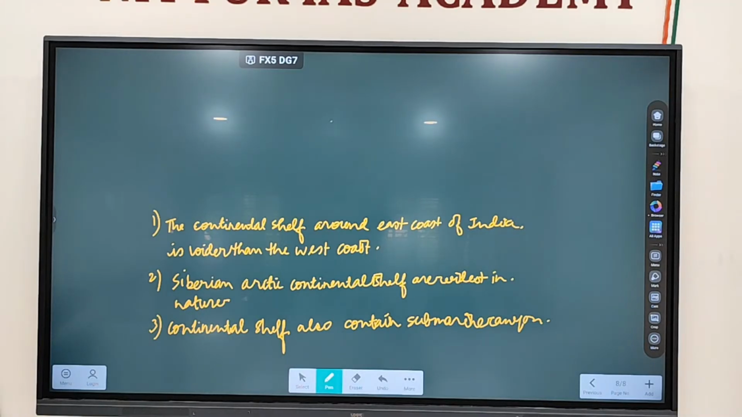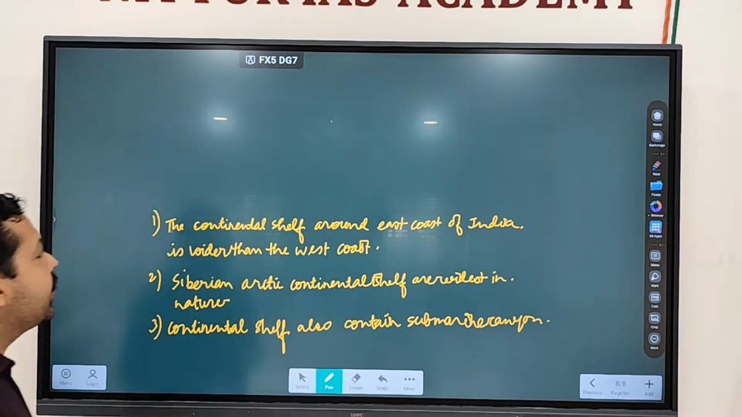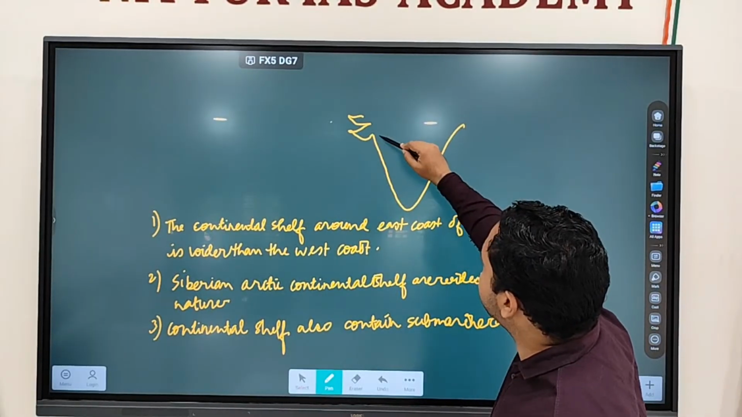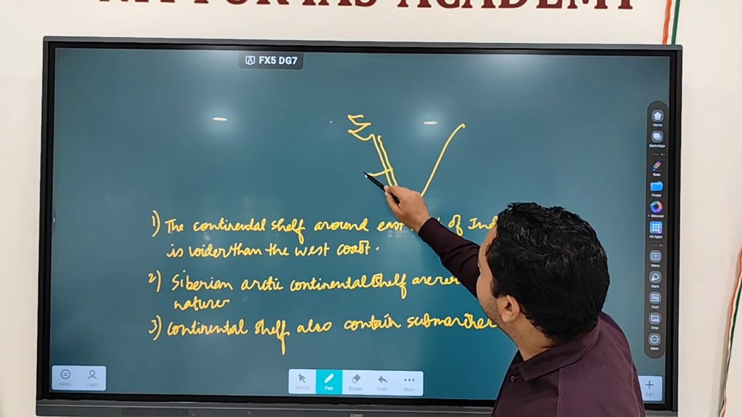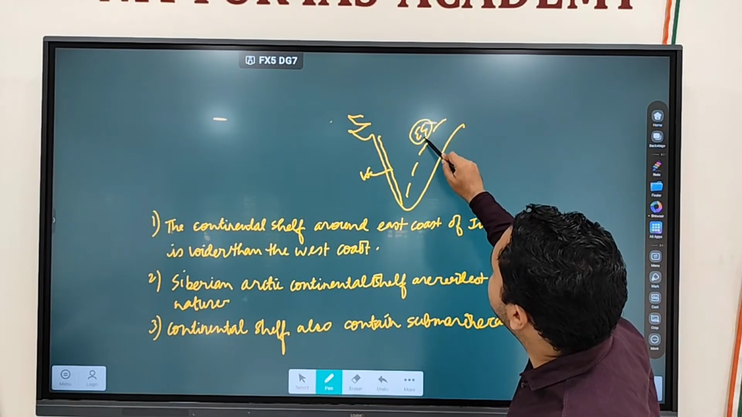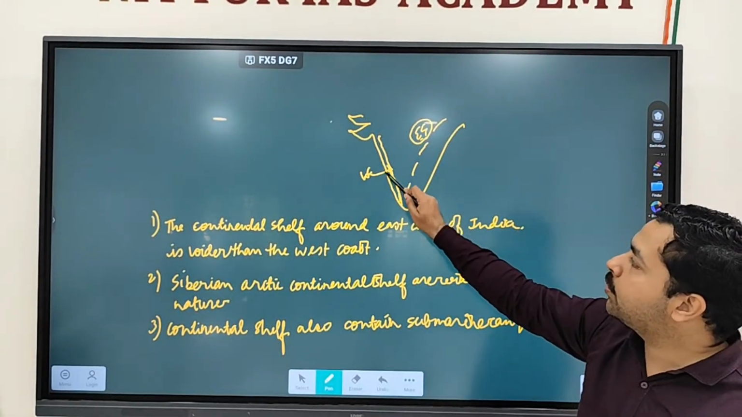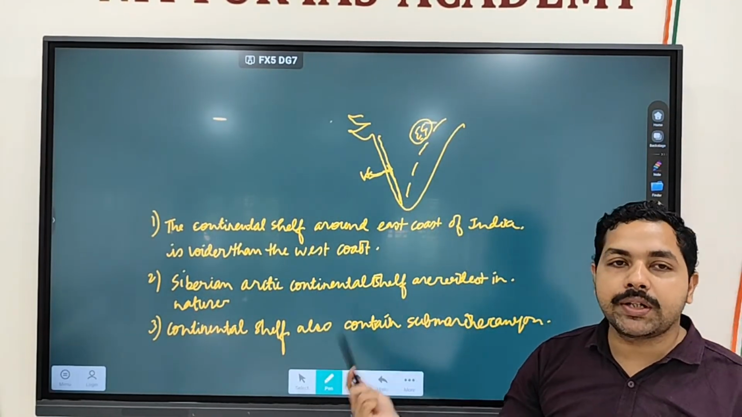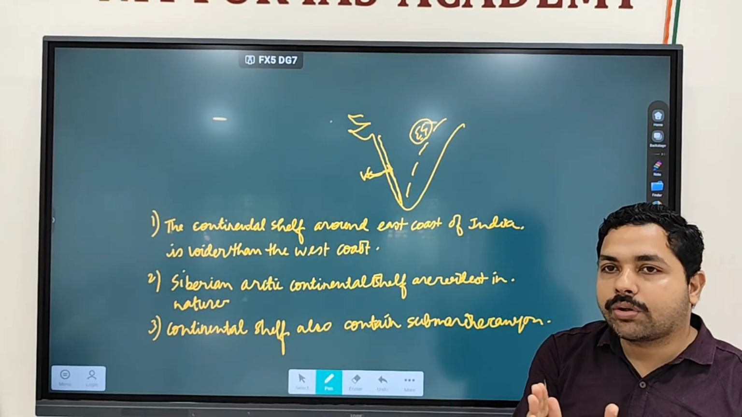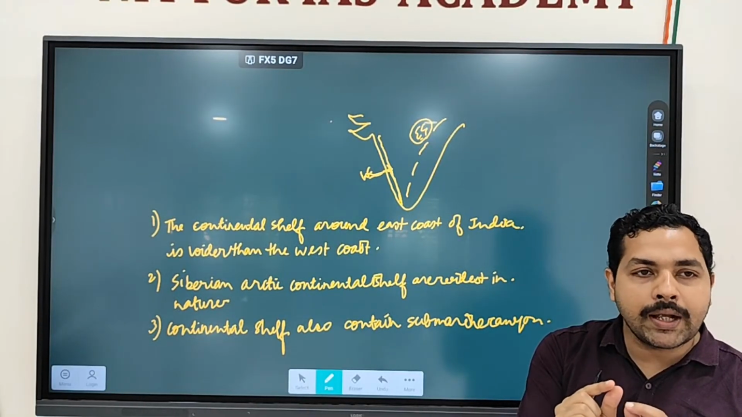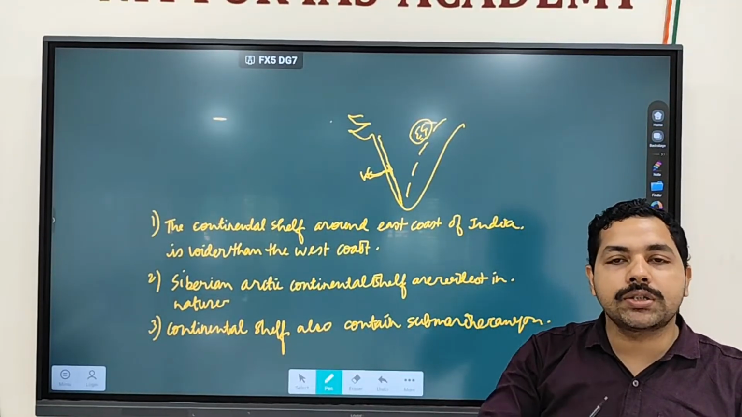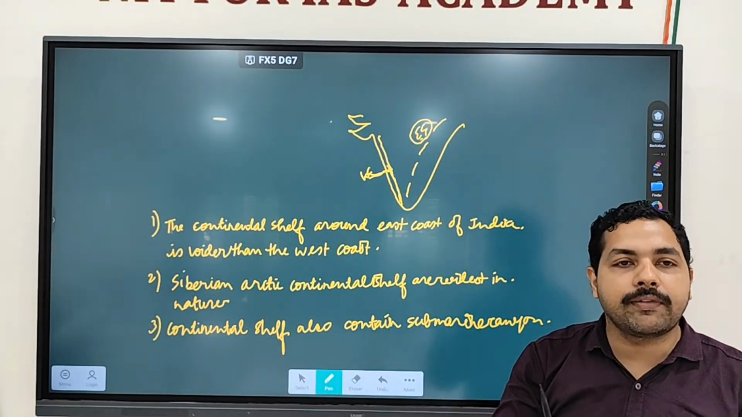So the first statement says the continental shelf around the east coast of India is wider than the west coast. Just now we discussed this part of India. Which mountain do you see over here? Western Ghat. And here, Eastern Ghat. Western Ghat are more continuous mountain ranges, and whenever mountain ranges are there, you see the continental shelf either absent or very narrow. What will happen when you don't have mountains? You'll see the continental shelf wider in nature.